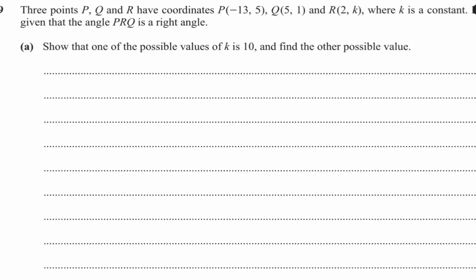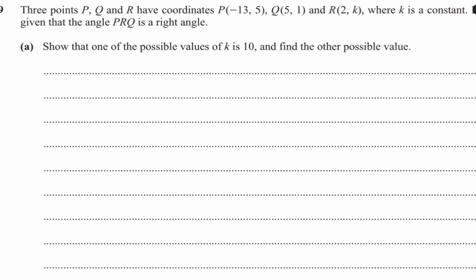For number 9, it says 3 points P, Q, and R have coordinates P (-13, 5), Q (5, 1), and R (2, K), where K is a constant, meaning it's just a number. Given that the angle PRQ is a right angle, show that one of the possible values of K is 10 and find the other possible value.